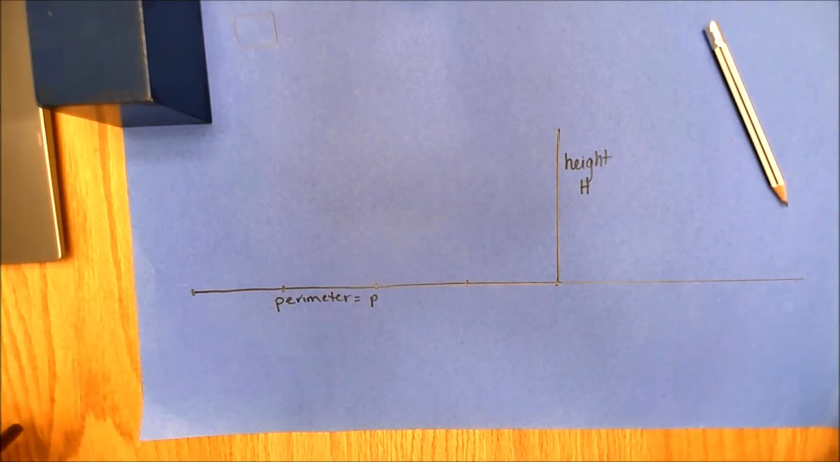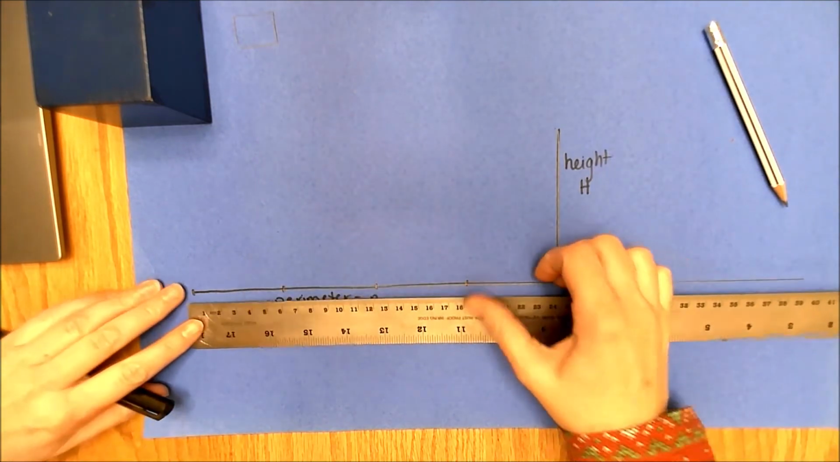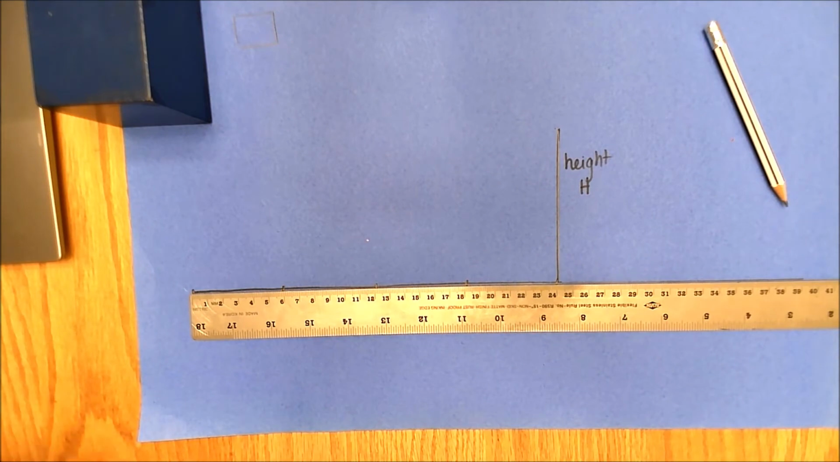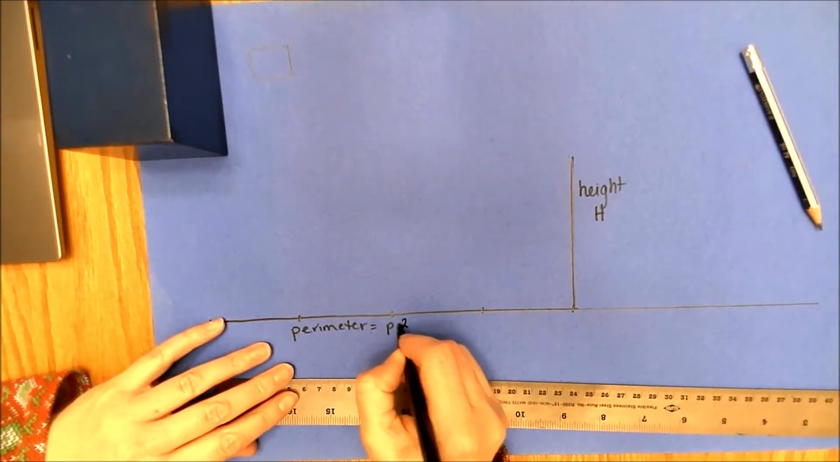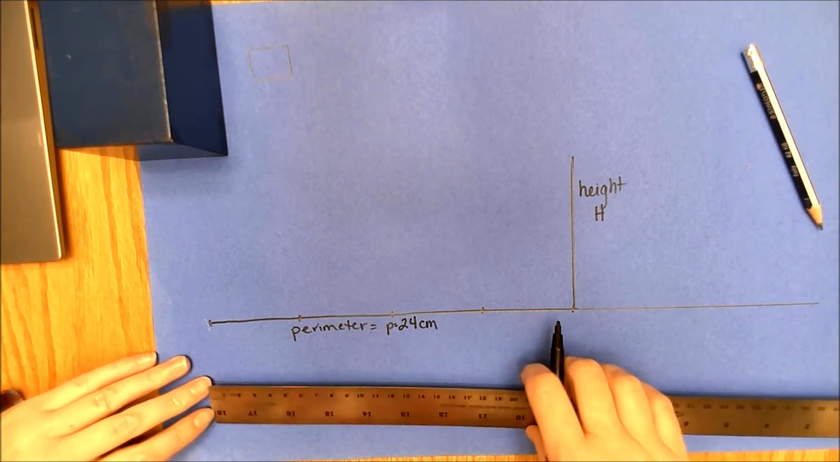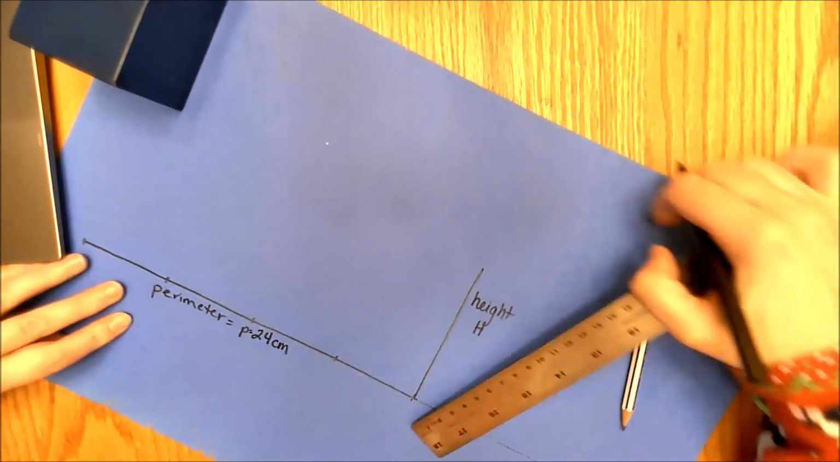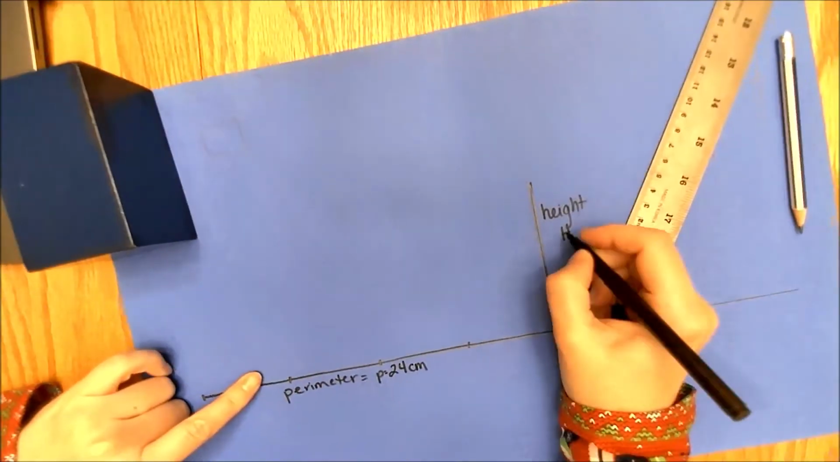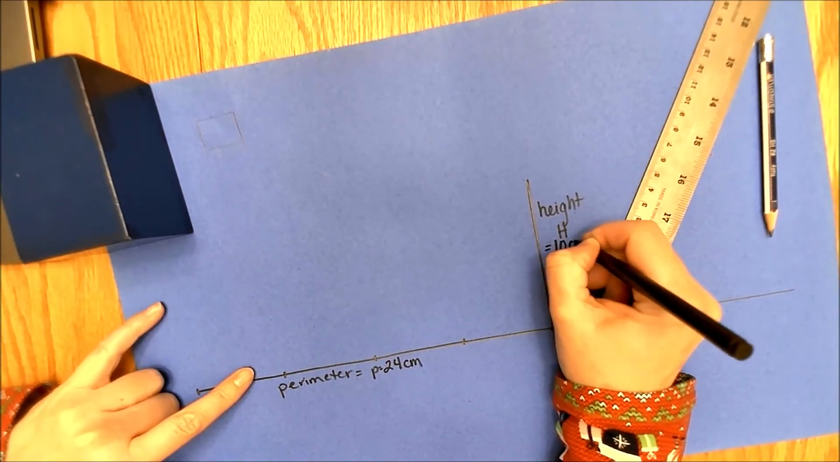So let's measure this. The perimeter of this rectangle is 24 centimeters. And the height of this is going to be 10 centimeters.